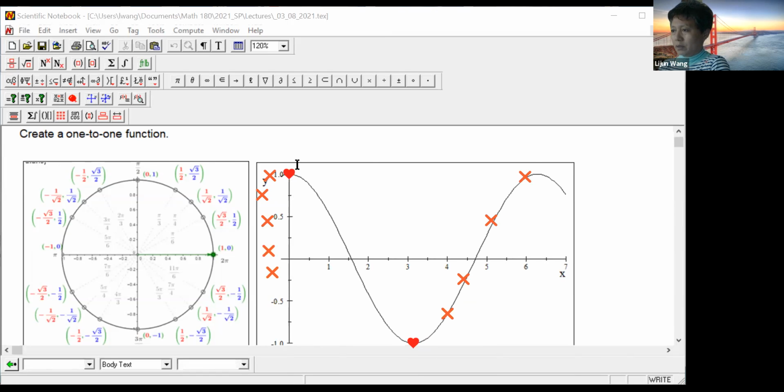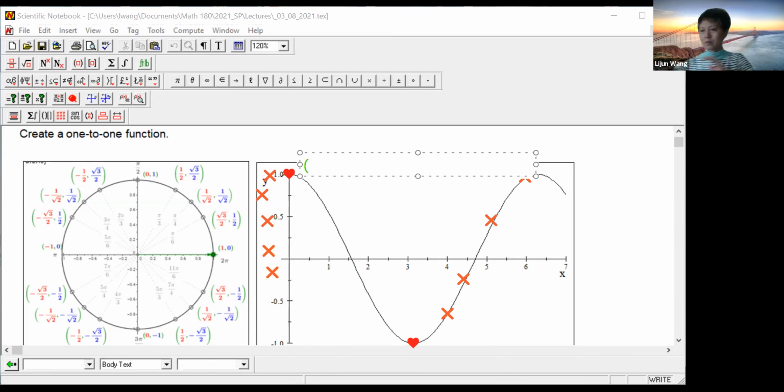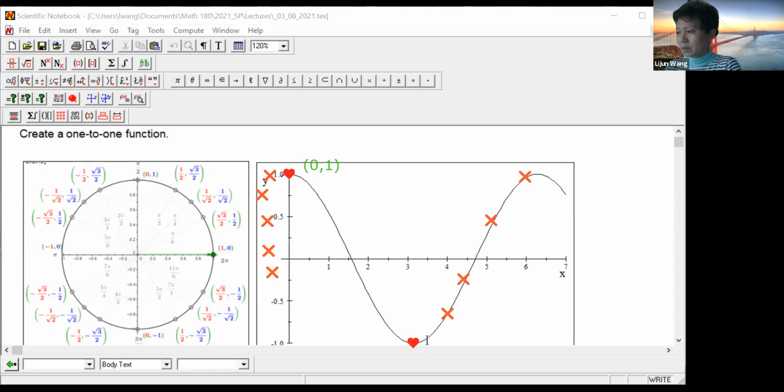What is this point? You have the unit circle to refer to, right? What is cosine 0? This angle is 0. So it's 0, comma what? 1, that's right. How about this other point?